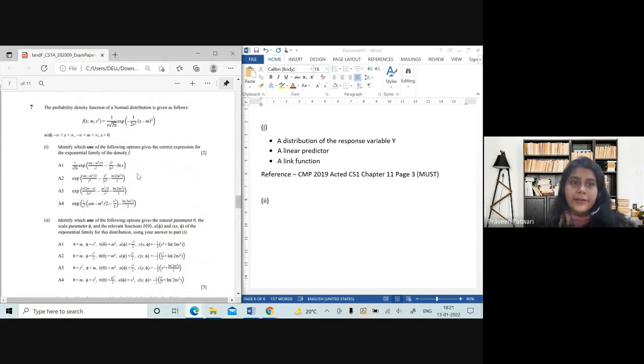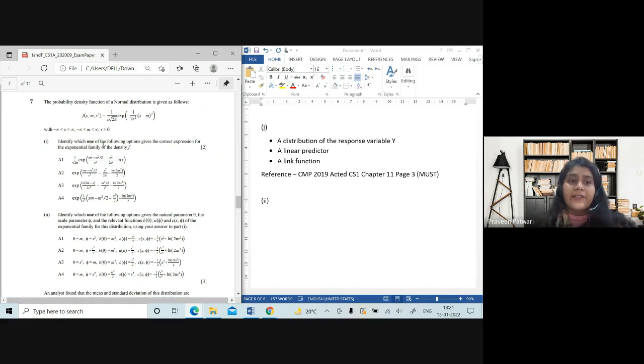Moving on to question number 7. The PDF of a normal distribution is given as follows, with x between minus infinity and infinity, m between minus infinity and infinity, and s greater than 0. Okay. Identify which one of the following is the correct expression for the exponential family. Again, so much typing would have to be done if you had got this as a normal, straightforward, subjective question. But they have very easily converted it into an MCQ where whatever solving you want to do, you can do it on paper.